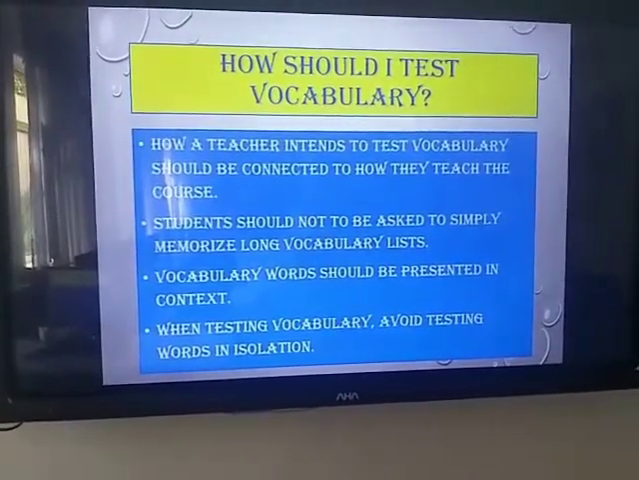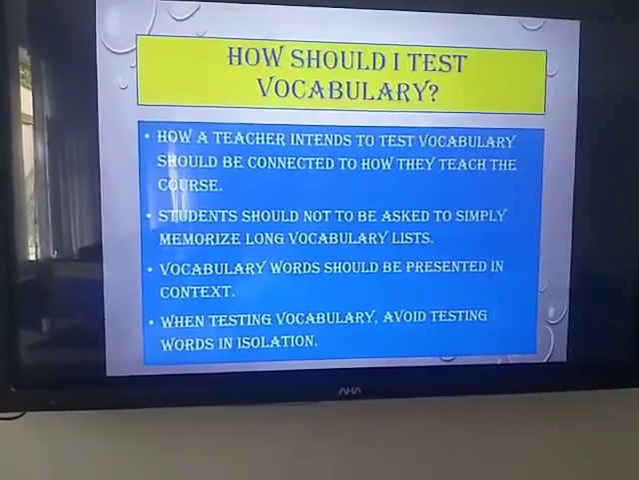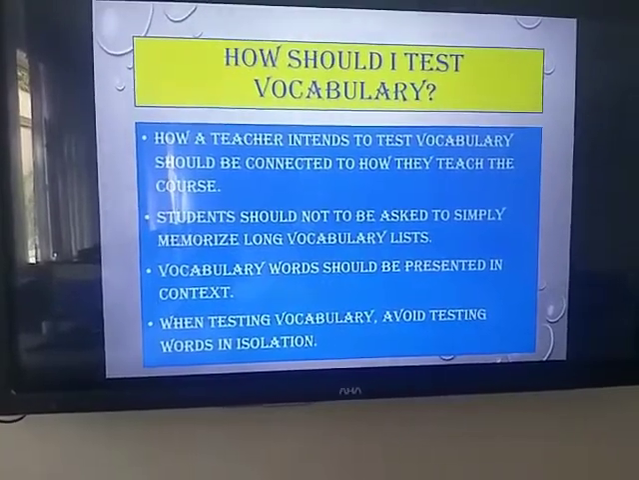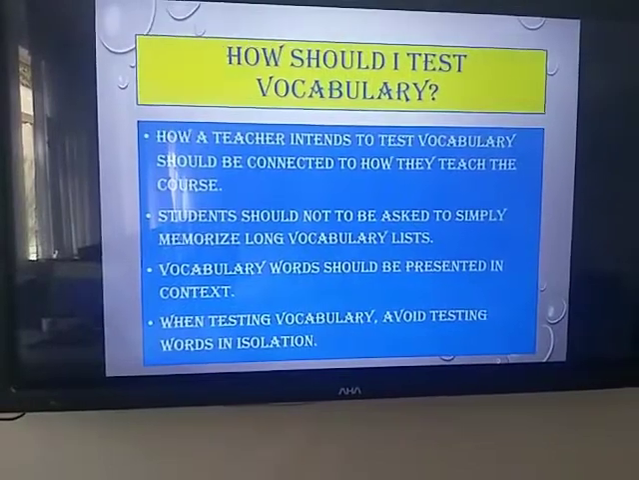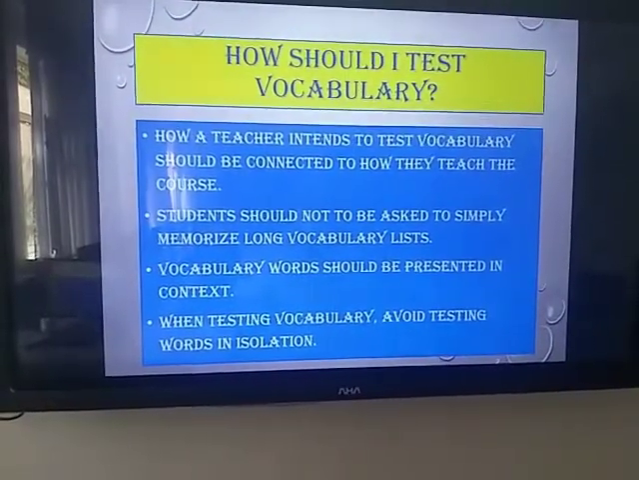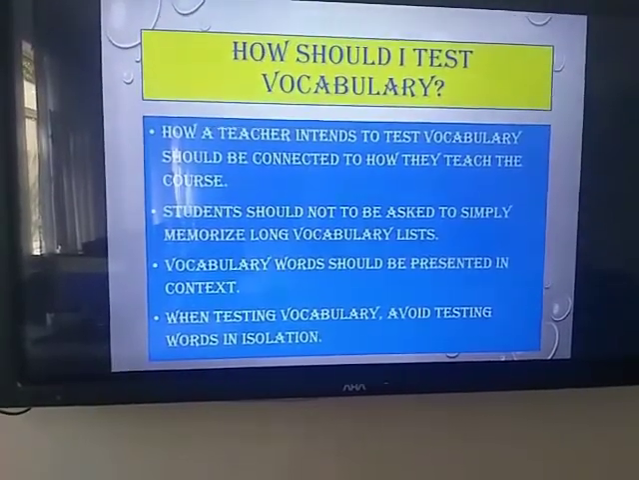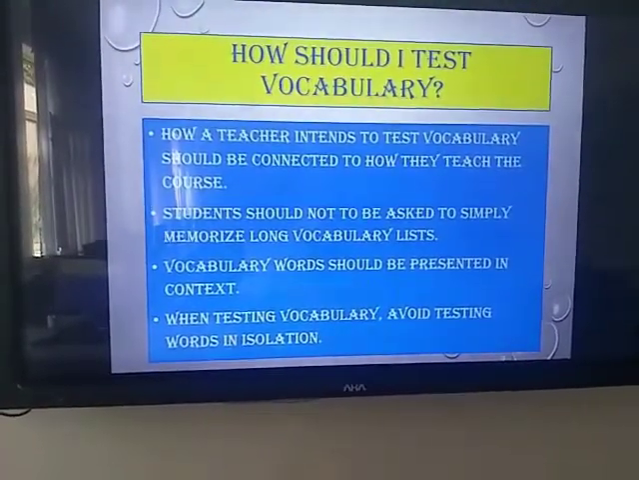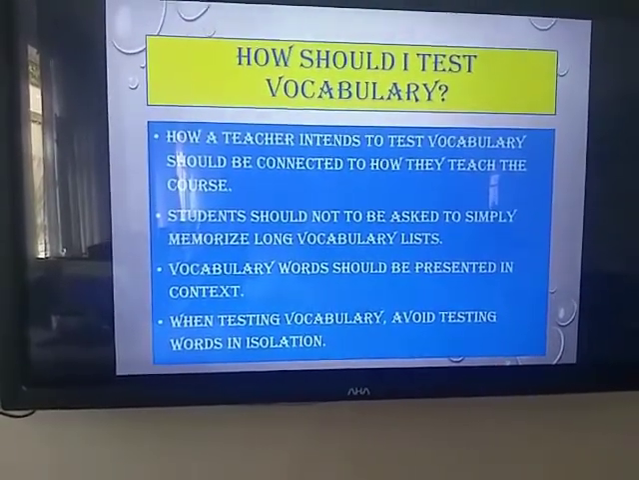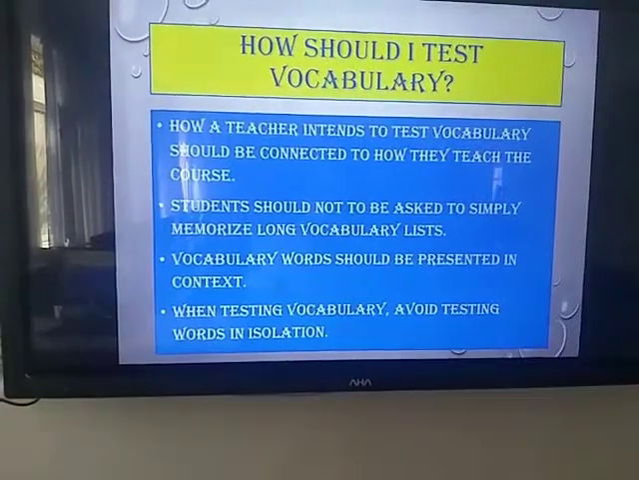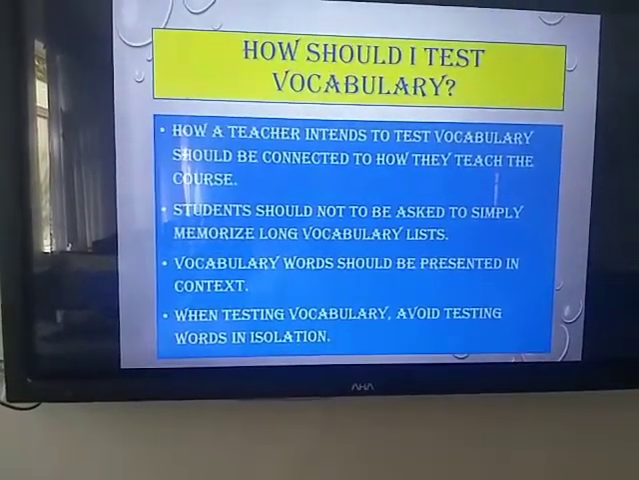Students should not be asked to simply memorize long vocabulary lists, because the learned vocabulary can easily be forgotten. Vocabulary words should be presented in context. In such a way, learners can easily use the learned vocabulary in any context. When testing vocabulary, avoid testing words in isolation. Try to teach in context and to test your learners in context.